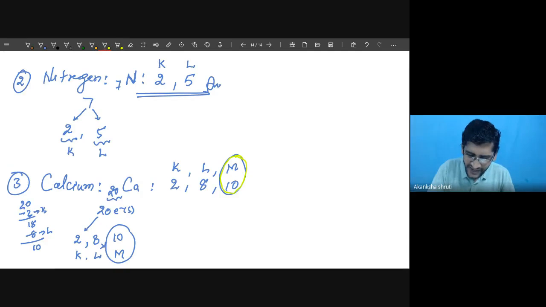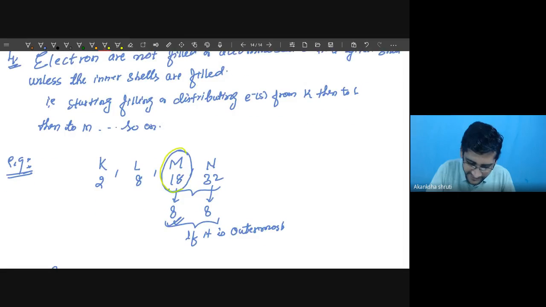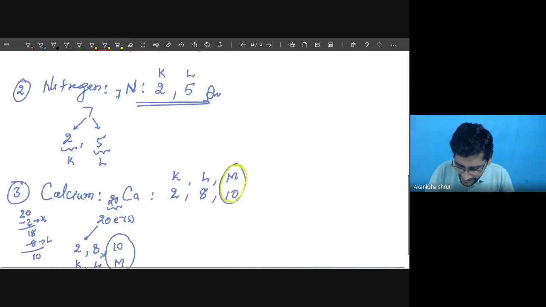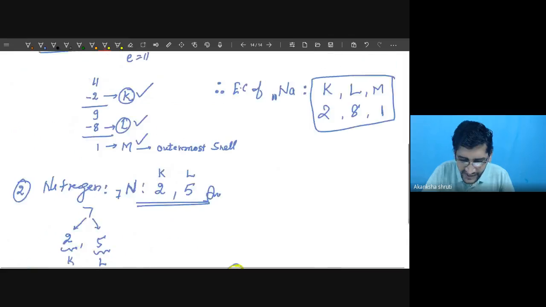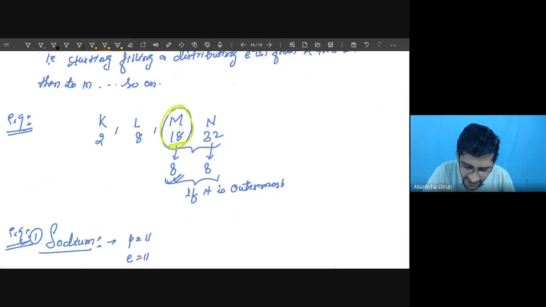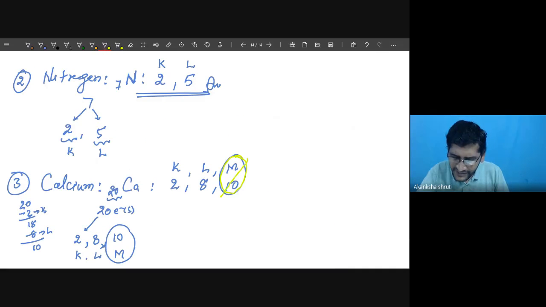Please understand this fact. Yes, sir. Why? Because the outermost capacity is 8. Very good, excellent, student. This I was expecting from you. See, if I write M as 10 here, though M has a capacity of 18, if this is the outermost, meaning the last one, then it can have a maximum of 8 only. So this way we have to understand whatever I am writing. If I write it this way, it becomes wrong. Why? Here M is outermost.